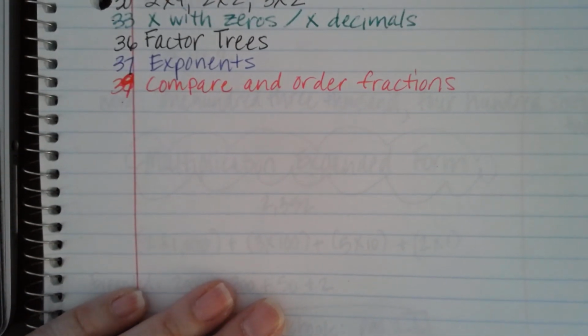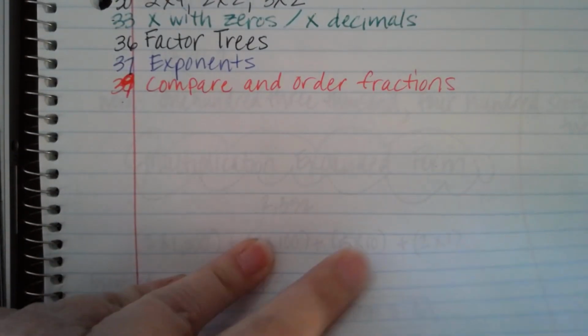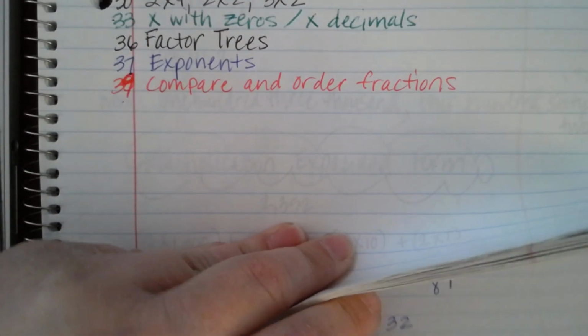Alright, so this is our table of contents. We are doing comparing and ordering fractions. Make sure that your pages are numbered and up to date. I'm going to bounce over to my page 39, so your page number is probably different.